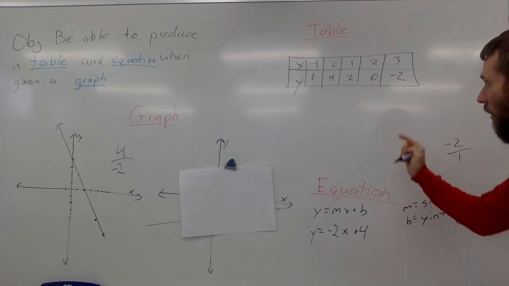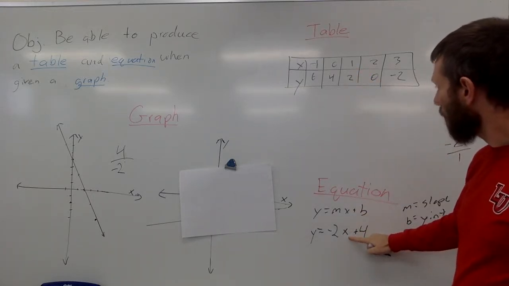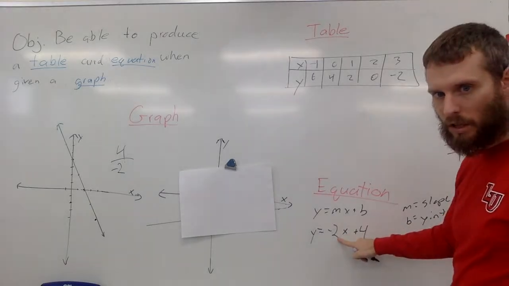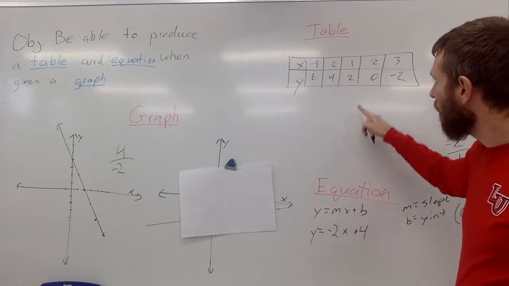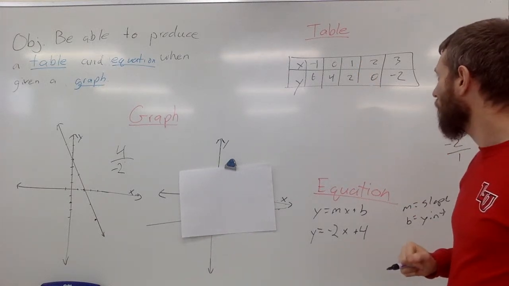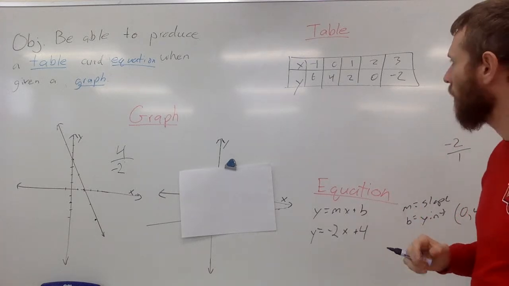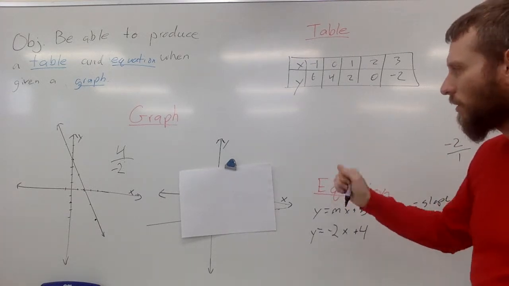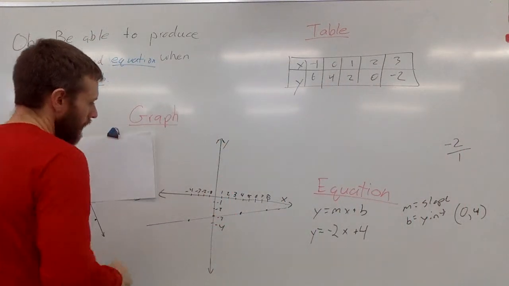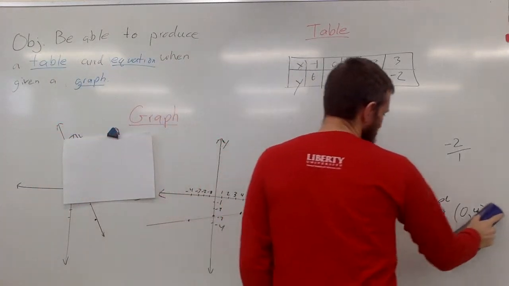By the way, if you were to plug in 1 for x, you would get 1 times negative 2, which is negative 2. Negative 2 plus 4 is 2. So if x is 1, y should be 2. Right? Okay, let's do one more. I'll erase this because it had to do with the last example.